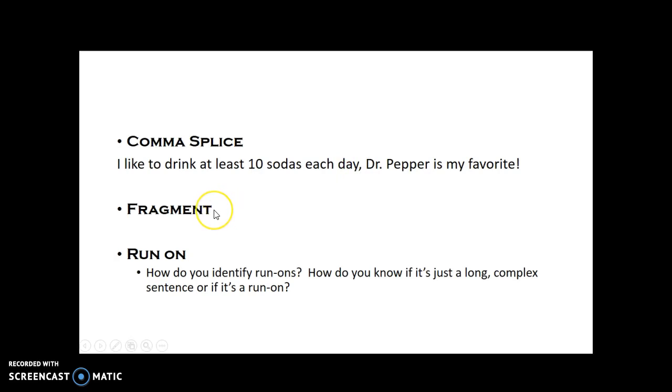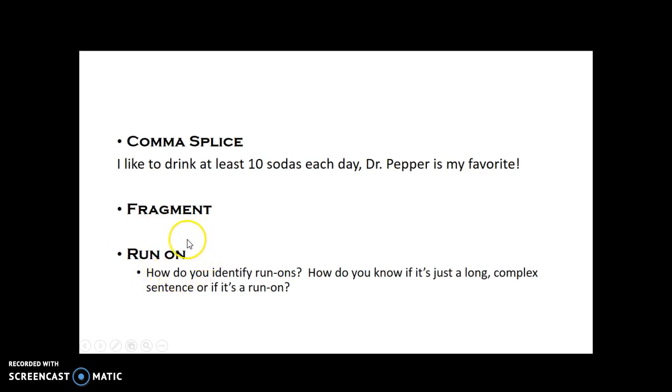A fragment is a sentence that is incomplete for whatever reason. Just an incomplete sentence is considered a fragment. This is less common. I'm seeing this less and less in student writing, which is a good thing, but still something we'll talk about. And then the run-on sentence.